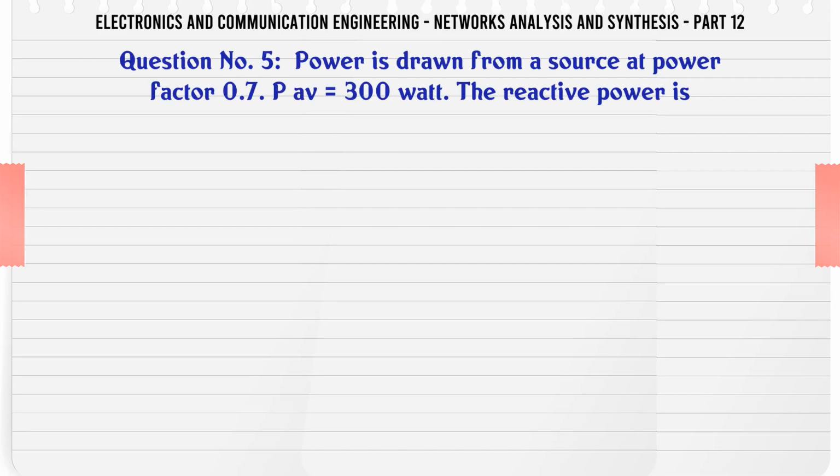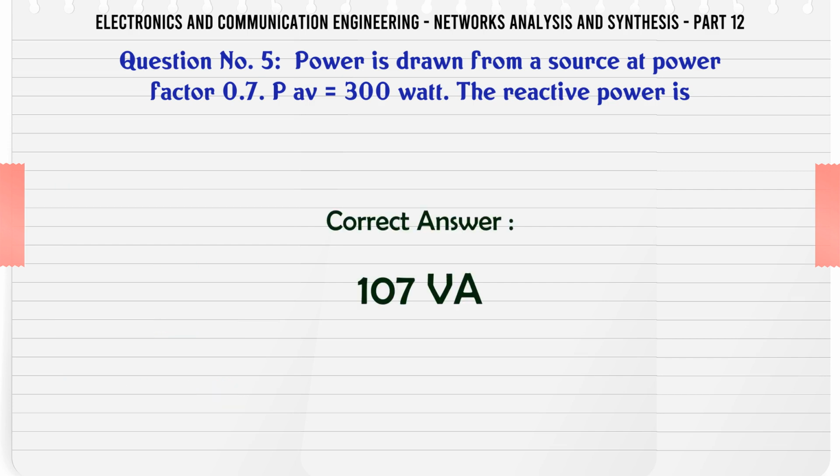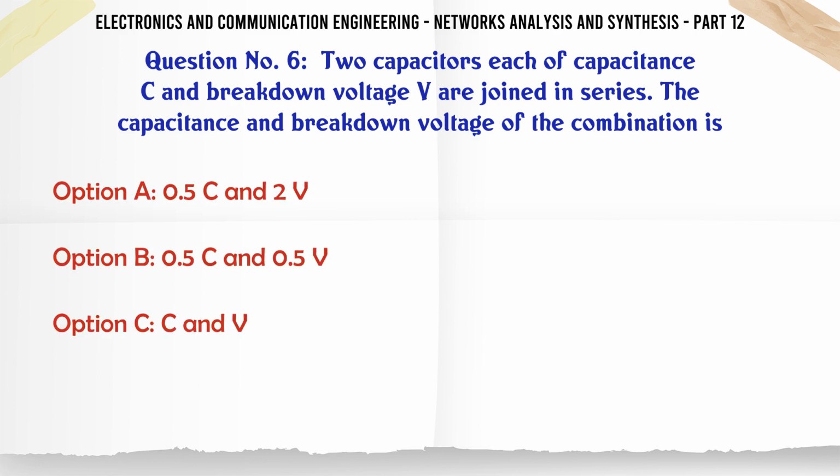Power is drawn from a source at power factor 0.7, P = 300 watts. The reactive power is: A, 0; B, 105; C, 100 W; D, 107 W. The correct answer is 107 W.